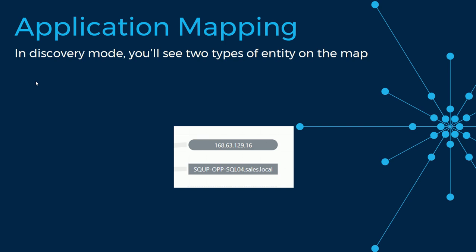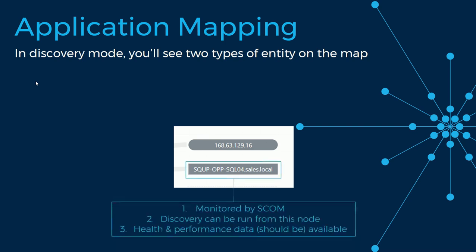So let's start with SQL 04, the regular rectangle. So this regular rectangle visualization tells us firstly that SQL 04 is monitored by SCOM. There's a SCOM agent on this endpoint. And as a result, we can run discovery from this. And also health and performance data should be available for that. I've put 'should be' because obviously we're reliant on the fact that SCOM is in fact collecting that sort of performance data. But essentially where you see that rectangle visualization, it's being monitored by SCOM. You can run discovery and health and performance data is available.